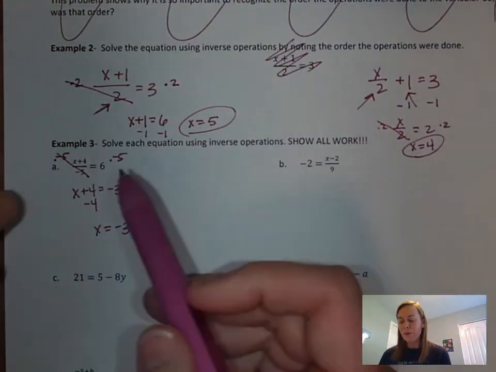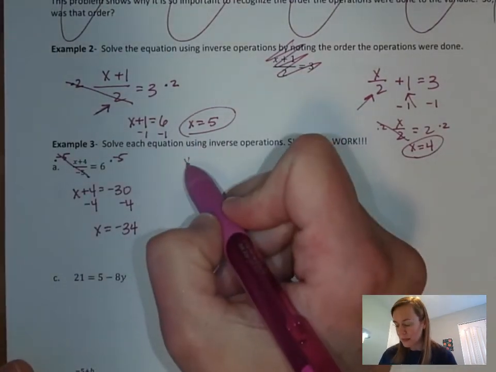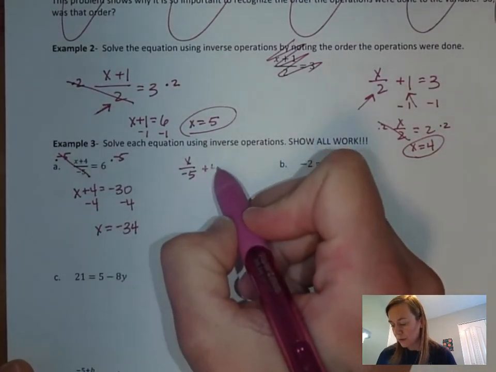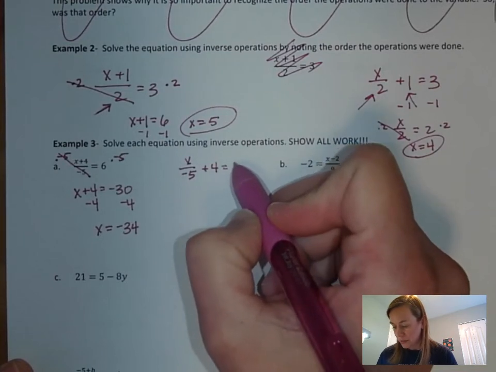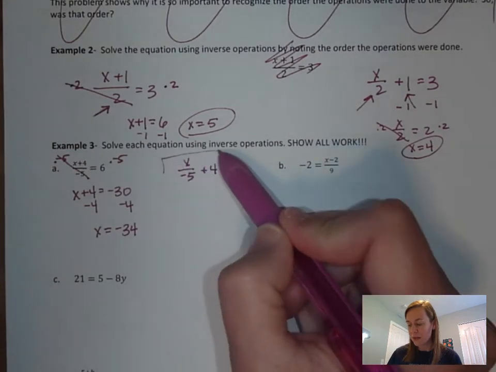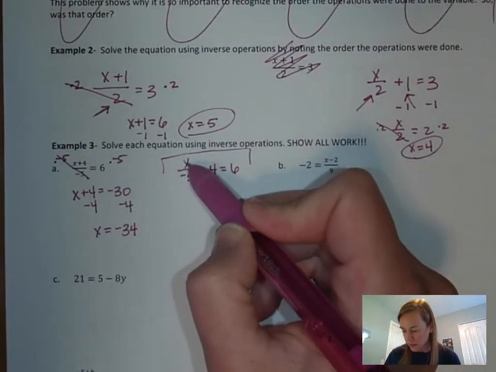But what if this problem was written differently? What if it was written like this? X over negative 5 plus 4, where the 4 is totally separate and not even part of the fraction, equals 6. Okay, guys, in this problem here, what would you get rid of first? That's supposed to be an x. I hope that looks like an x.